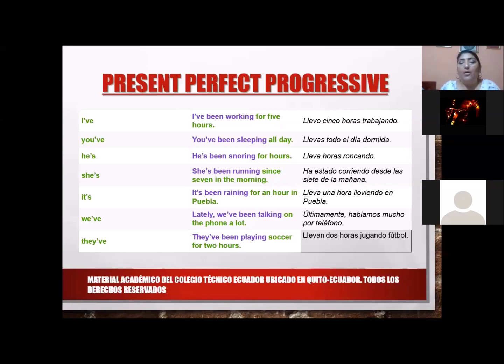Lately, we've been talking on the phone a lot. What is a lot? A lot, okay? They've been playing soccer for, remember, for. For is the complete time, okay? Is the complete time, for 2 hours. These are the examples of present perfect progressive.